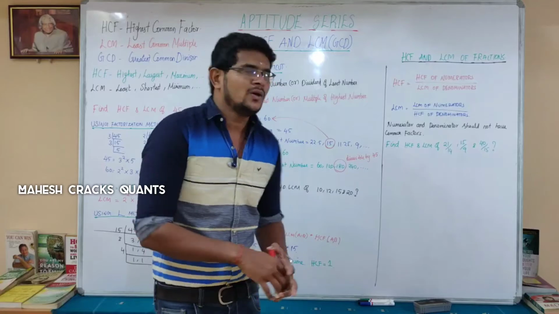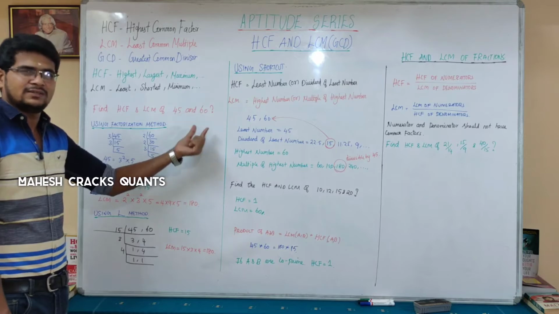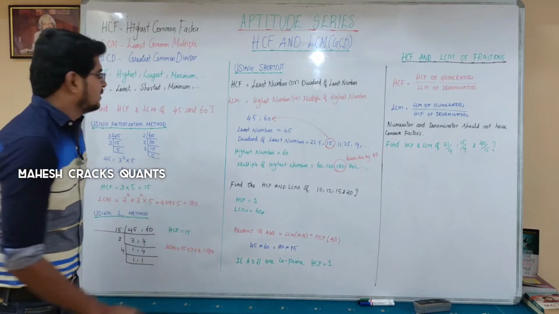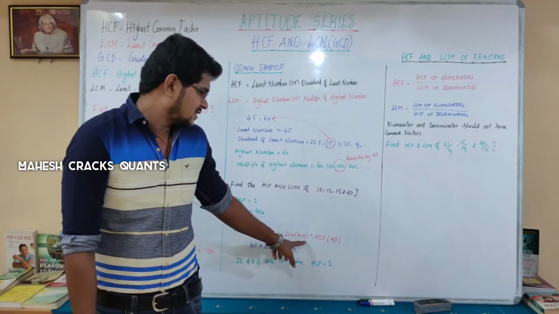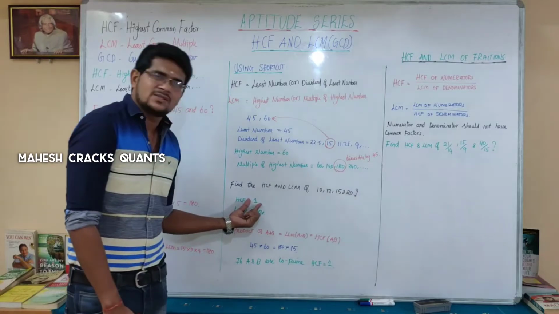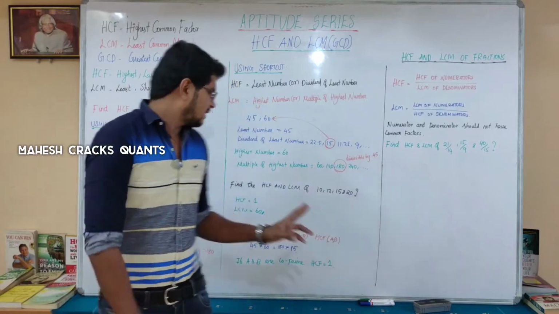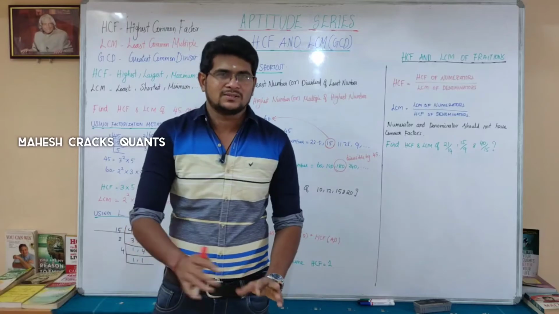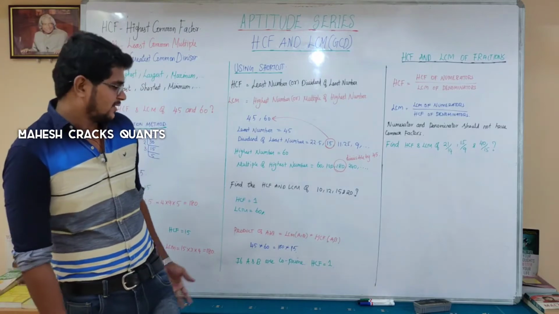One more thing you need to know: if the question is about 2 numbers, the product of those 2 numbers is equal to the product of their LCM and HCF. So HCF times LCM is 15 into 180, which is equal to 45 into 60. So the product of A and B is equal to LCM into HCF. When the HCF of 2 numbers is 1, the LCM is nothing but the product of those 2 numbers.